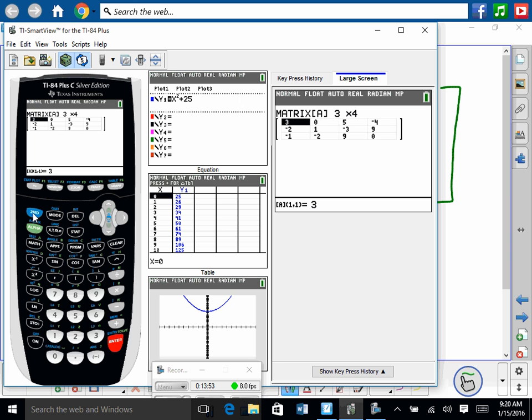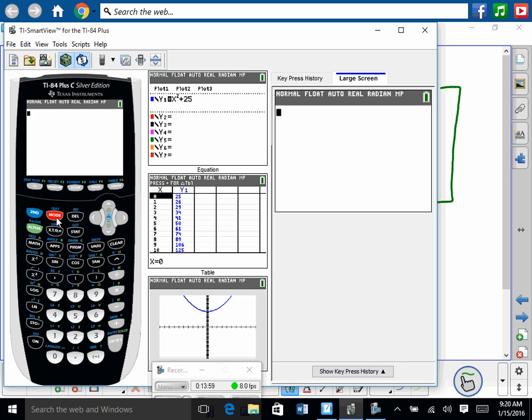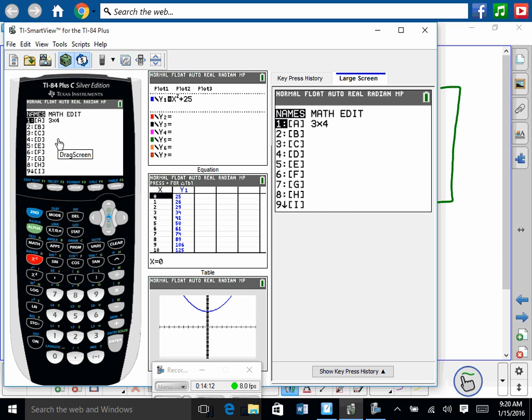So now you have to get out of here first. So we need to do second quit. Your matrix is saved. So I'm going to do second quit. I'm going to get out of the matrix option. And now I have to go back into the matrix option. So second matrix. And I'm going to go over to math. So notice the names just means we have a matrix A, which is a 3 by 4. It's inputted into our calculator.